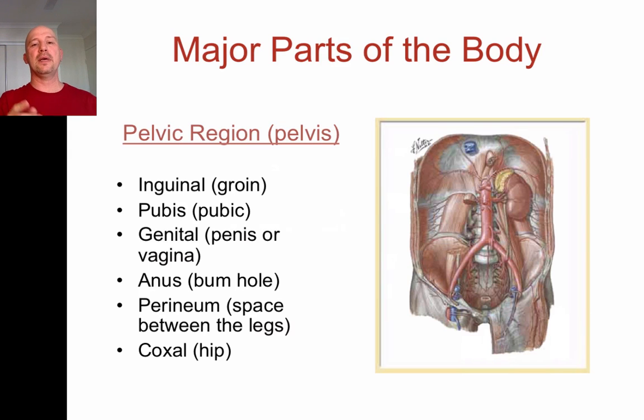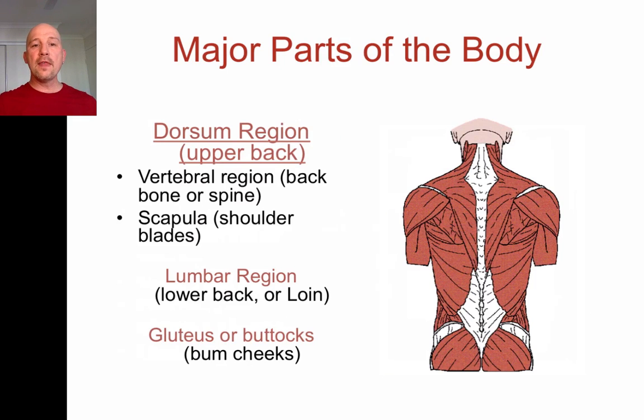The perineum is the space between the legs, between the external genitalia and the anus. And coxal has to do with the hips. So the whole coxal area of the body down there is the hips. And then we've got the three sections of the back, from the neck down to the bum.